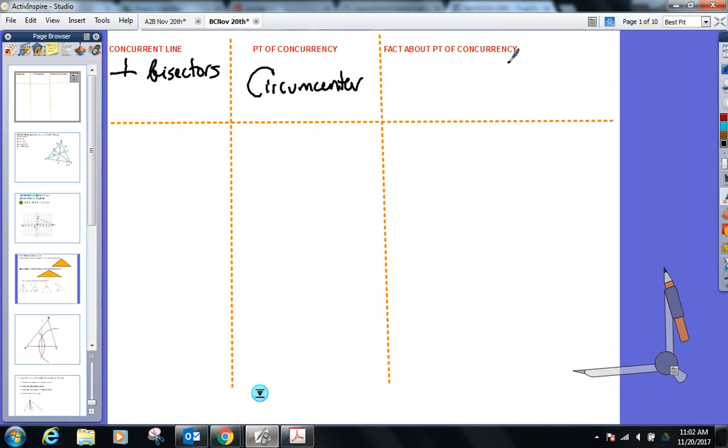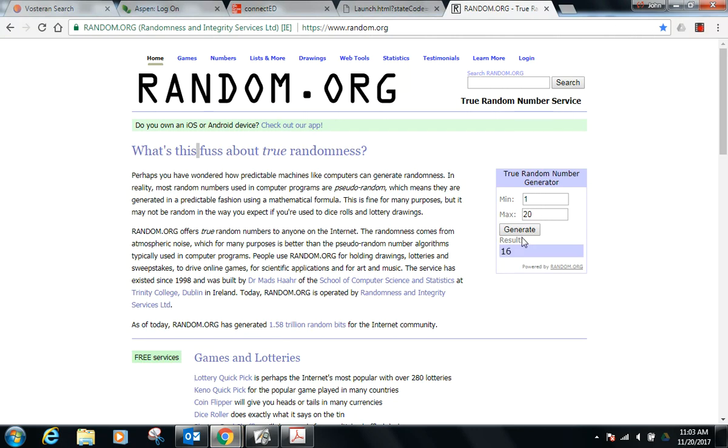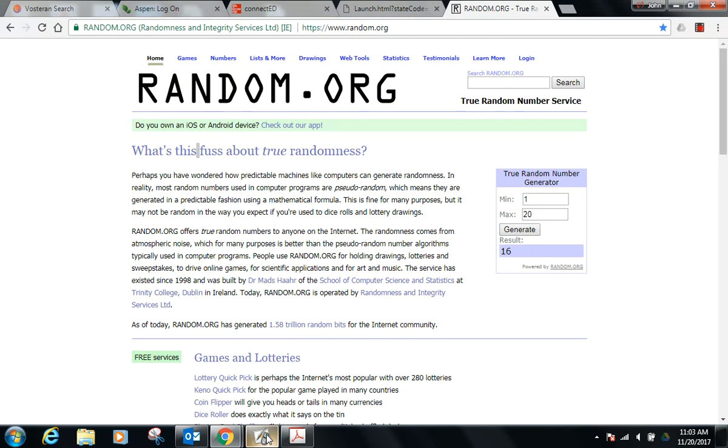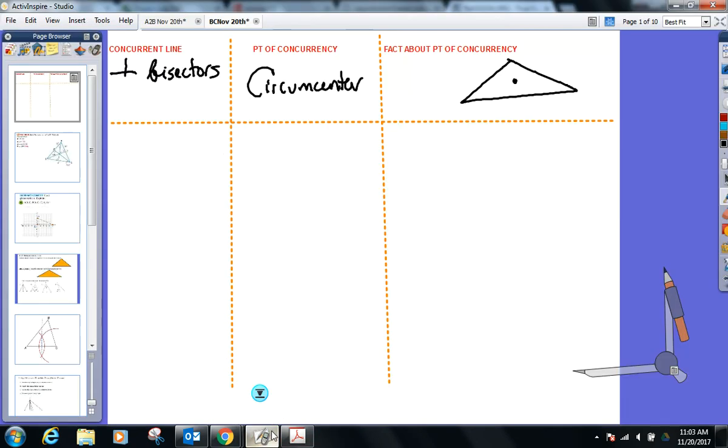And there should be one fact you should know about the circumcenter. Equidistant. The circumcenter is the same distance away from all 3 vertices. That was the first type of point of concurrency we went over.